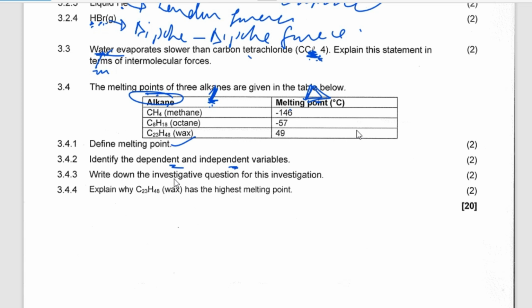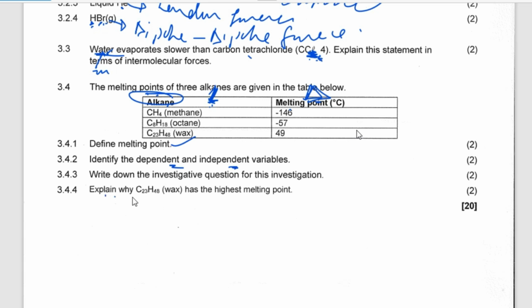They are saying write down an investigative question here, it depends on how you have designed it, but they are looking at how the number of carbon atoms in alkanes affects the melting point. Basically, how does an increase in mass affect the melting point? Yes, it depends on how you have phrased it.